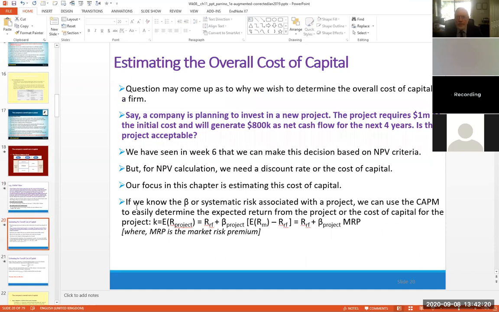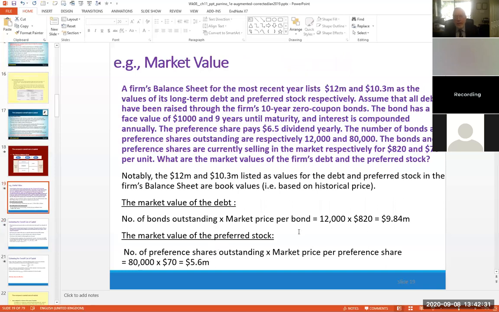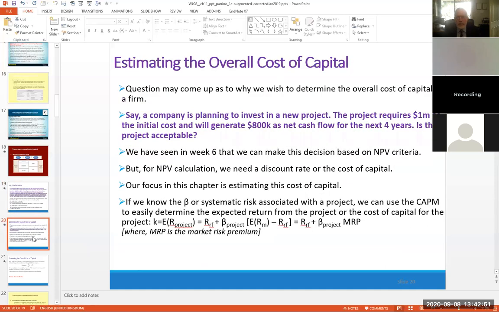Come along. Estimating the overall cost of capital, we can read through that. What we can say is that, coming back here, we've got our $9.84 million. We can also look at the return that those bonds are paying, or understood to be paying, and that will give us a cost of capital for our bonds. We do a similar thing with our preference shares. I'll let you read through that. I want you to get down to this fellow down here.